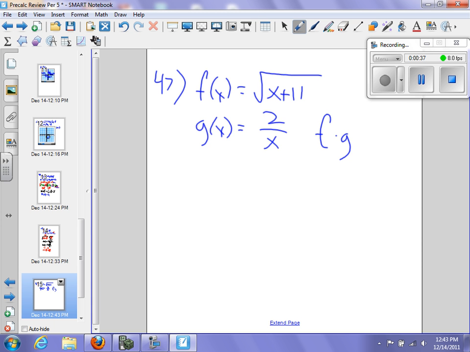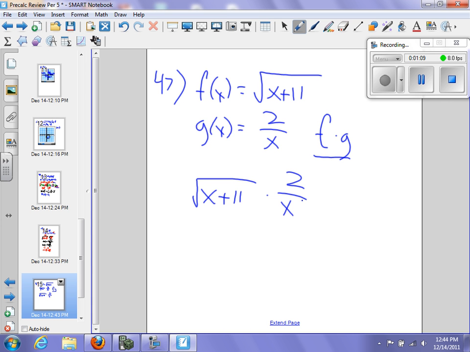Okay? So I think sometimes this notation can get a little bit confusing, but you just have to look at it and say, well, what are they really asking me to do? Well, they want me to multiply my f function times my g function. So I'll multiply the square root of x plus 11 times 2 over x. That's all they're asking me to do here, is to multiply these two functions together.